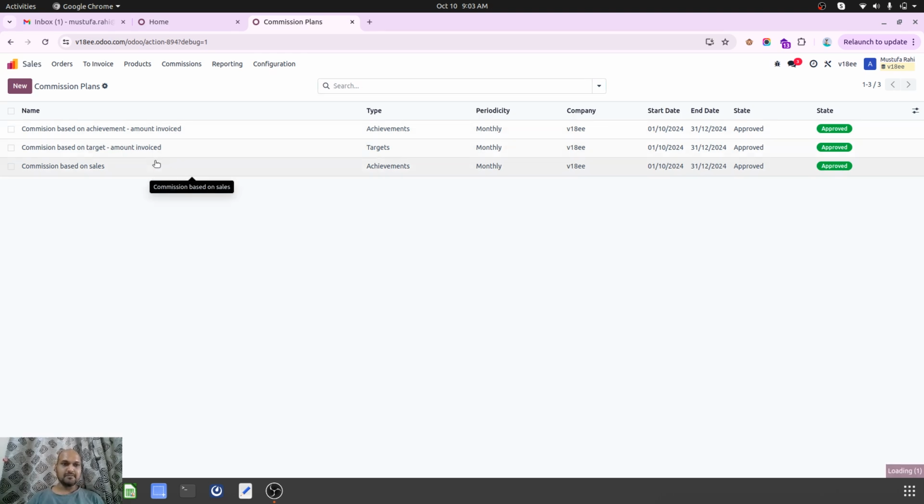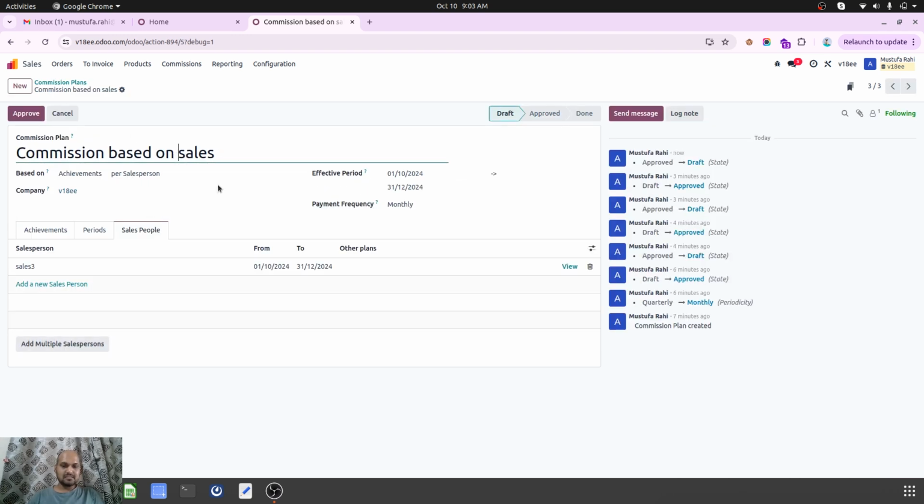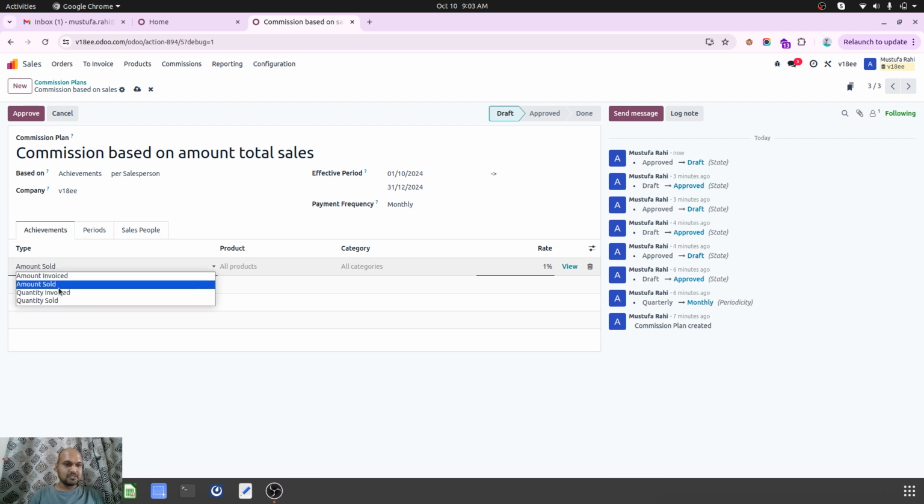So today we are going to set up a new plan based on total sales amount. I have created a new person, salesperson 3, and given a tenure of this quarter, and the period will be on a monthly basis. Then achievement is based on amount sold. Previously we saw amount invoiced; today we are going to discuss amount sold.